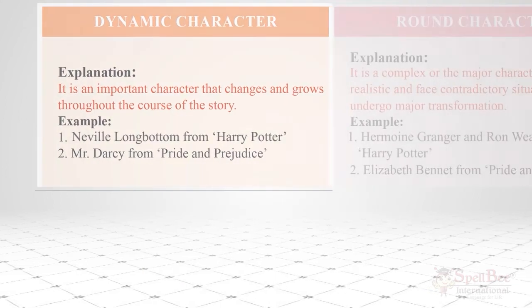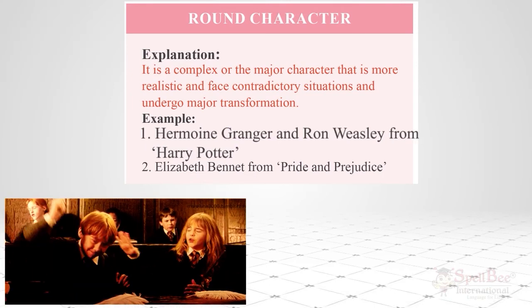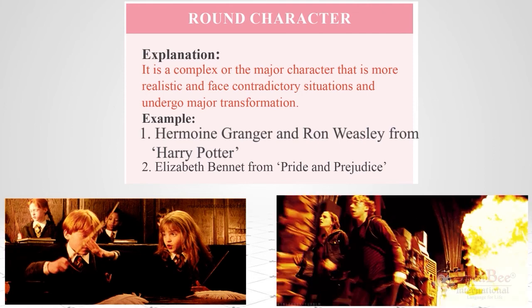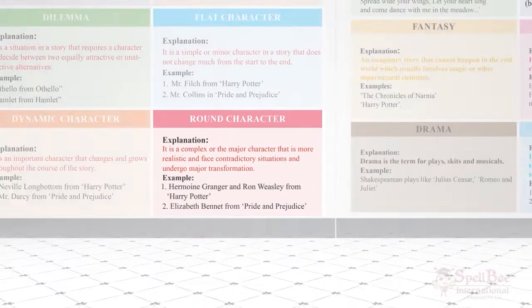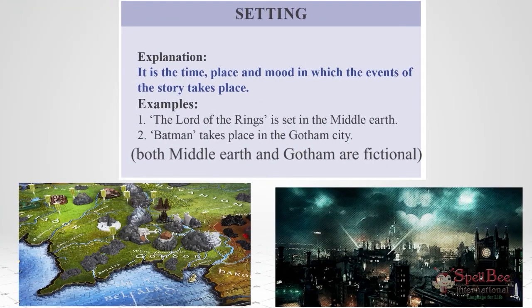Or it can be a round character, which is a complex or the major character that is more realistic and faces contradictory situations and undergoes major transformation, like Hermione Granger or Ronald Weasley from Harry Potter. Setting: the time, place, or the mood in which the events of the story take place, like The Lord of the Rings is set in the Middle Earth, and the Batman story takes place in the Gotham City.